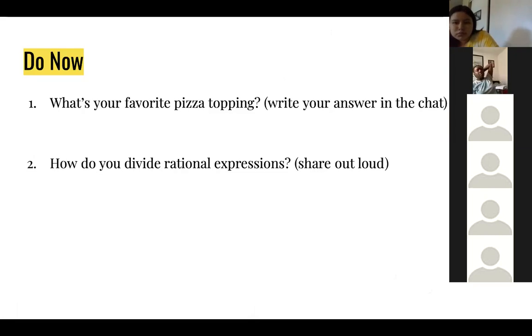You gotta, I don't know how to say it without sounding stupid. You gotta flip it and multiply the second part. Yeah, absolutely. I couldn't have said it better myself. You gotta change the division to a multiplication and then flip the fraction. Good. Awesome. Thanks for sharing.